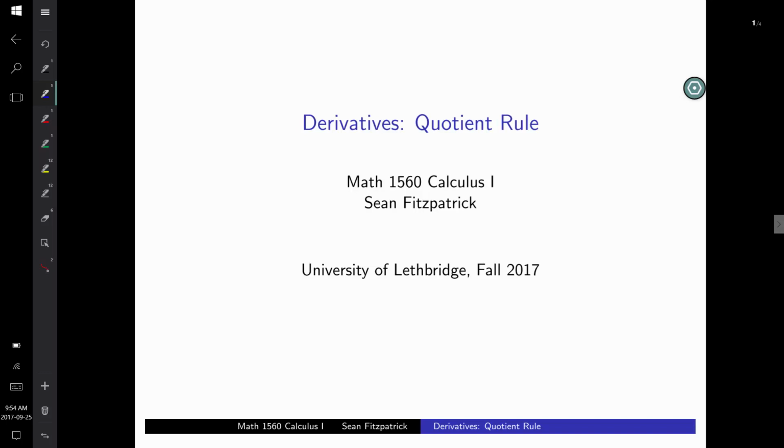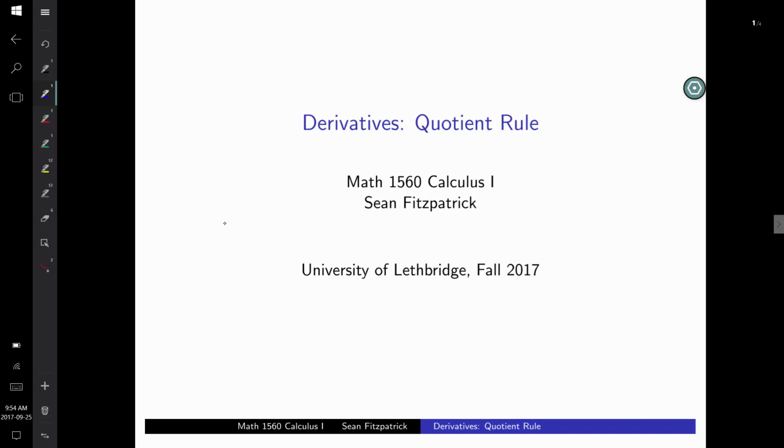Okay, so in this video we're going to discuss the quotient rule. In the last one we saw what to do when you're dealing with a product of two functions. Now we're going to look at what happens when you've got a quotient, so you've got one function divided by another. For example, if we have a rational function, how do we handle that using the quotient rule?